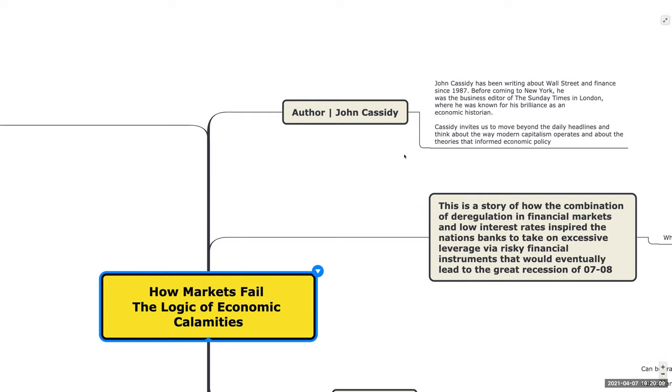And so, in short, as a quick summation, this book, in my words, was essentially a story of how the combination of deregulation, financial markets, and low interest rates inspired the nation's top banks to take on excessive leverage via risky financial instruments that would eventually lead to the Great Recession. That was a mouthful. He talks about a lot more than that, but I think those are the highlights.